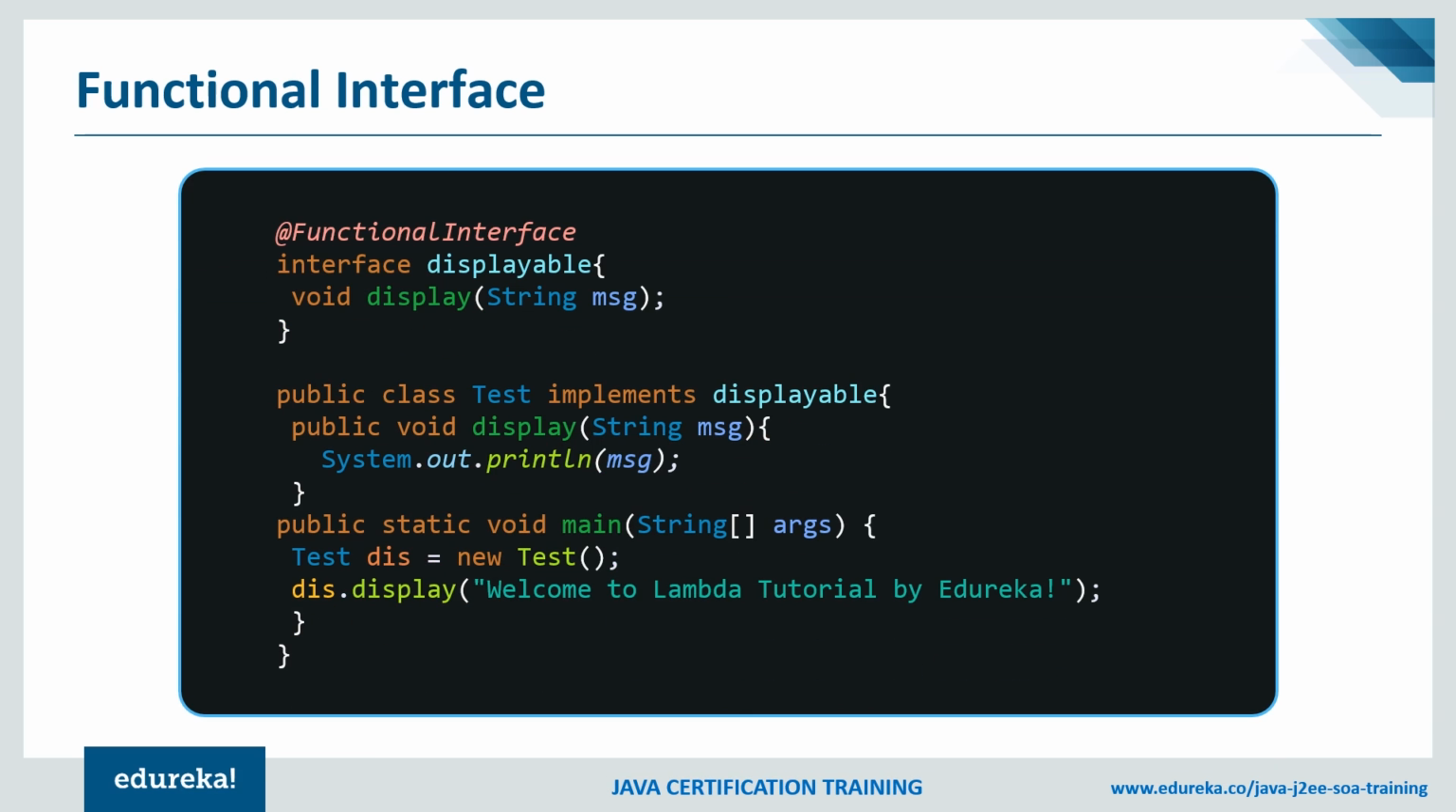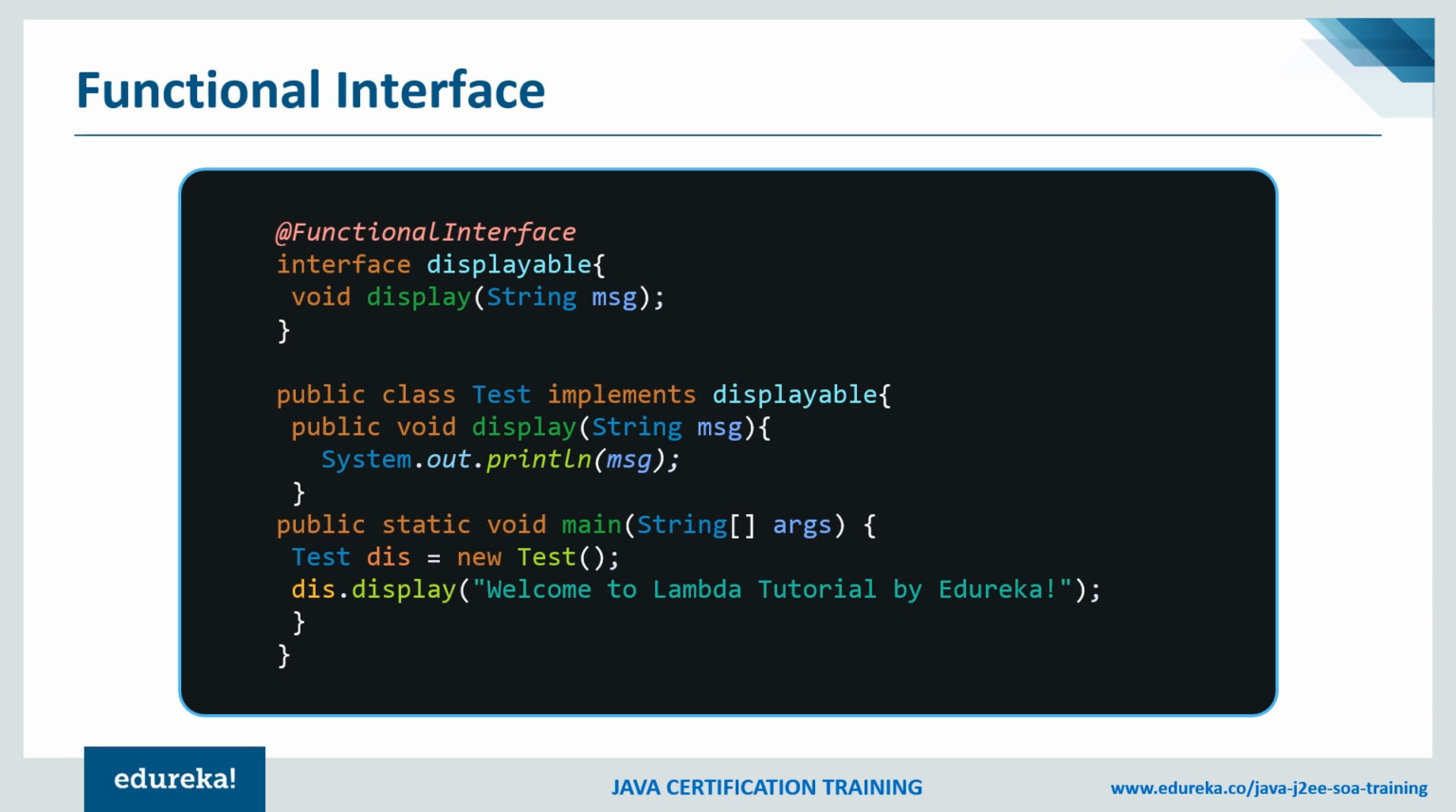So this is one code snippet where you can very easily identify what a functional interface is: an interface with one single abstract method. By default, whenever you write a method in your interface, it is a public abstract method. This is one example of a functional interface and how we can use it.